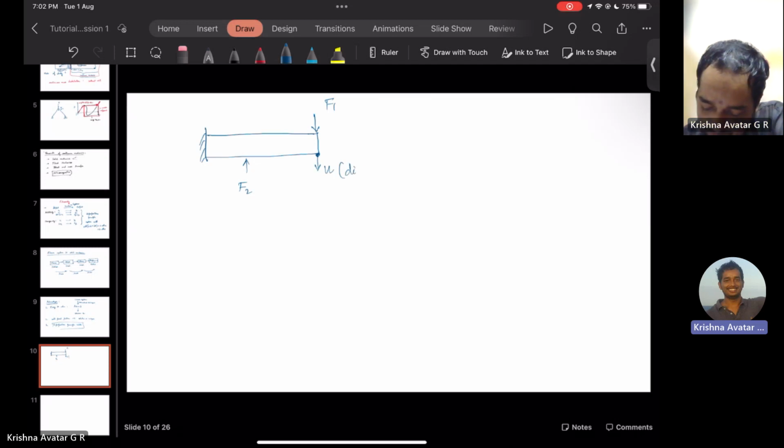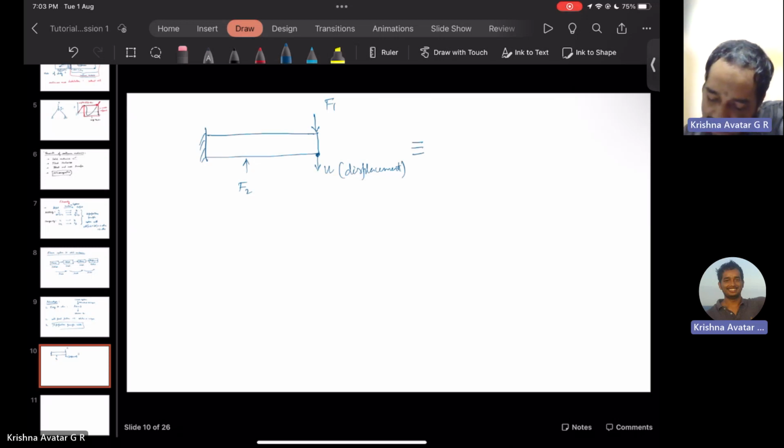Displacement. And this is just the vertical displacement. We want to know the vertical displacement at this point. So what the superposition principle says is that this problem can be broken into two problems.